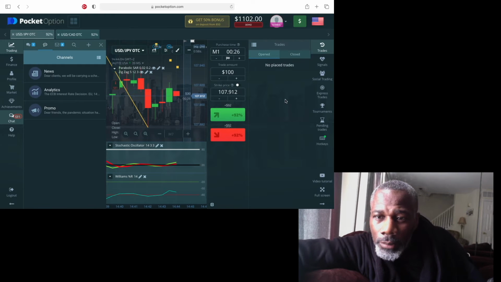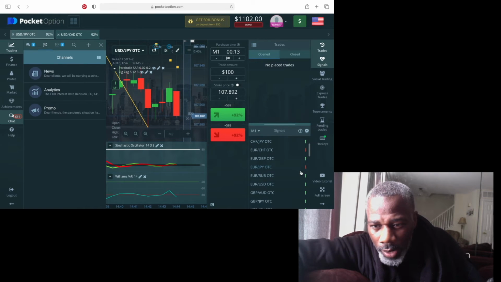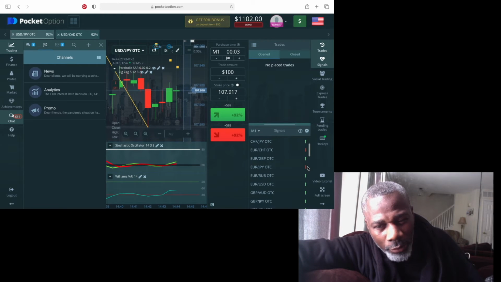So now we have signals. This right here is just letting you know what the currency is doing at that particular moment. Say for instance, Euro JPY. Right now, they're saying that the Euro is going down and JPY is down. So this signal lets you know that it's going down. Are they 100% accurate? No.